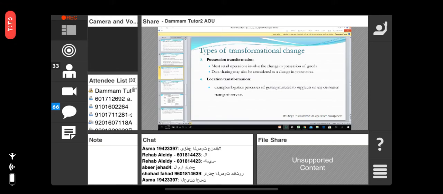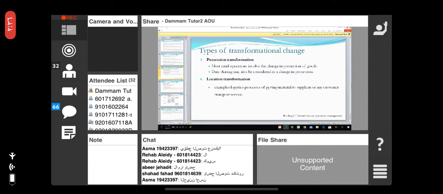The fourth factor is location transformation. Do we need location for any business? Yes, we need it, because sometimes when we trade with other businesses or with customers, or we receive something from suppliers, we need a kind of location. For instance, the logistics process of getting material to the suppliers, or any customer transport service. So we need a kind of location.